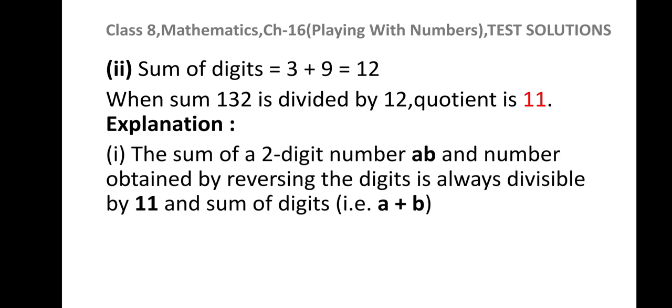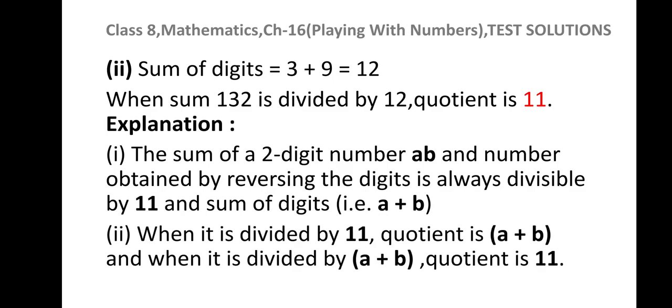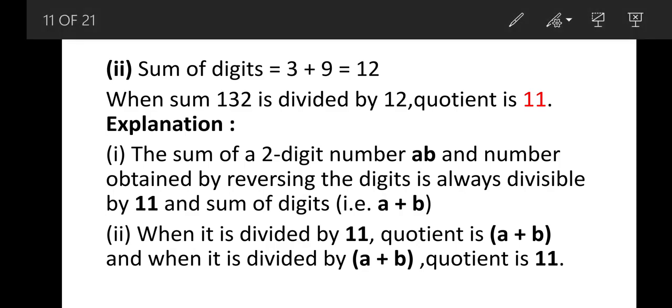The sum of a two-digit number AB and the number obtained by reversing the digits is always divisible by 11 and by the sum of the digits, that is A plus B. When it is divided by 11, the quotient is A plus B, and when it is divided by A plus B, the quotient is 11. Dear children, though I am explaining these two concepts, we have done them in the lecture also.